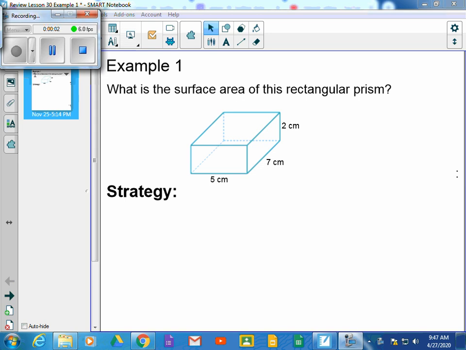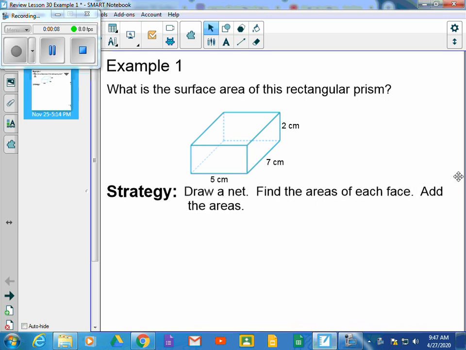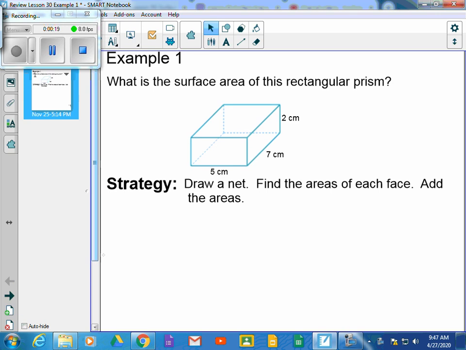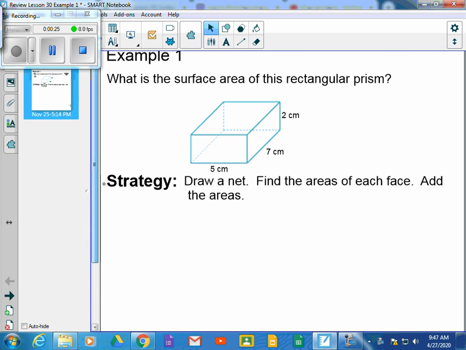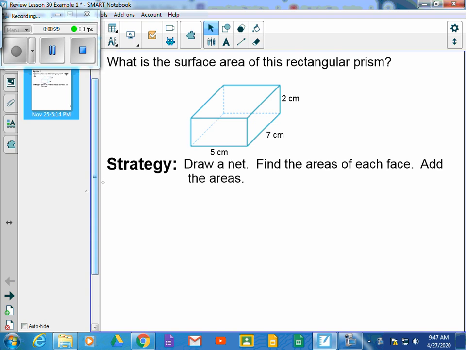Example 1 asks, what is the surface area of this rectangular prism? The strategy that we're going to use to solve this problem is we're going to draw a net, find the areas of each face, and then add the areas together. Now remember that a net is a two-dimensional shape that can be folded together to give us a three-dimensional shape. So we're going to take this rectangular prism and break it down into its flat sides.